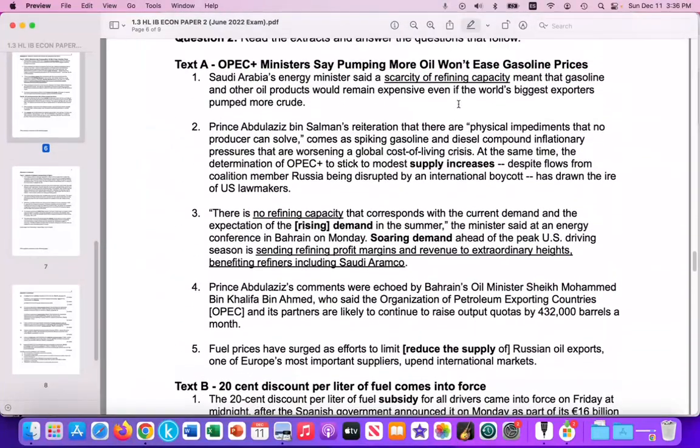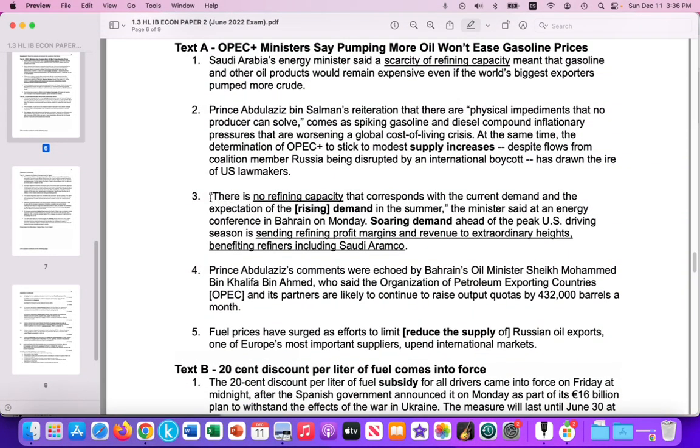So here we have text A, paragraph 3, and let's see if I can make some highlights. Here it highlights that there's no refining capacity that corresponds with the current demand and the expectations of the rising demand in summer. So this is basically highlighting how petroleum exporting countries are expecting rising demand as we exit the pandemic. And as we get into the summer, there'll be rising demand for petroleum as people take to the highways for vacation, but they're at full capacity.